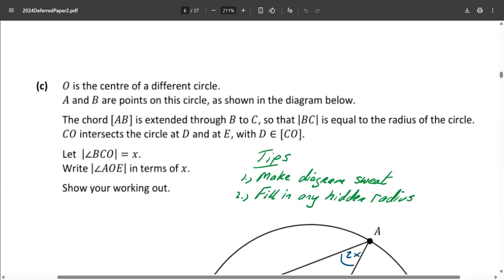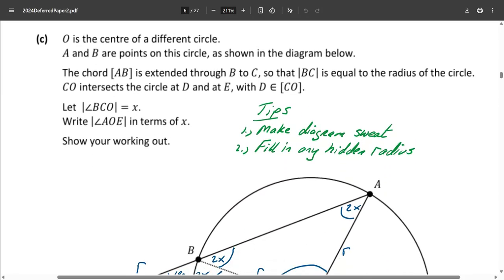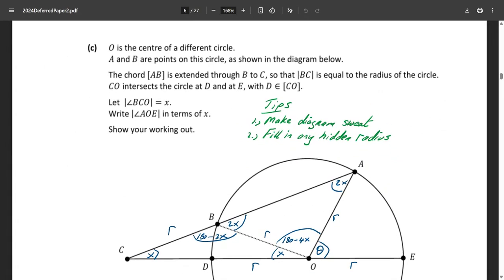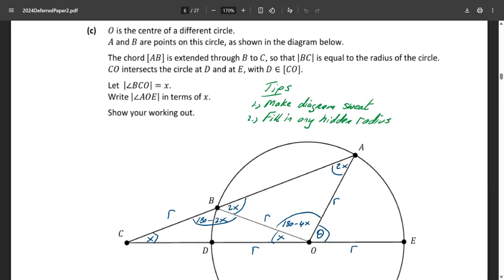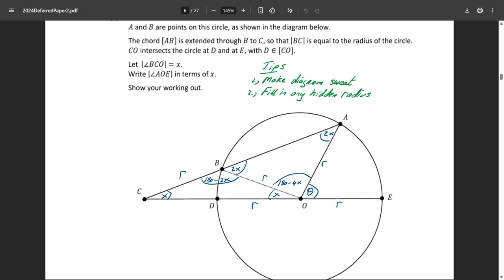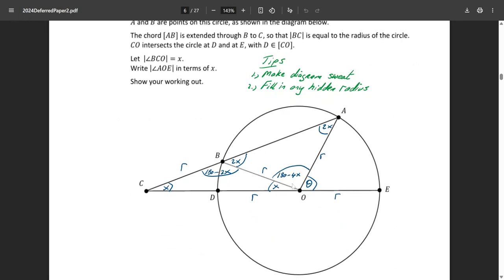Part C. O is the centre of a different circle. A and B are points on the circle. Just to talk through what's happening here: the blue is my markings, the black is the original question. You see there was a centre of a circle, this is the circle here, and there are 4 points on the circle given, A, B, E and D. There's a point C over here. If you project that chord, it goes into C, and this line projects to C as well.